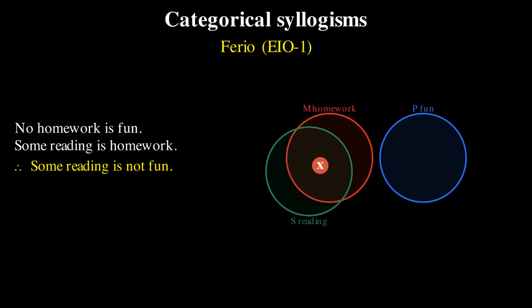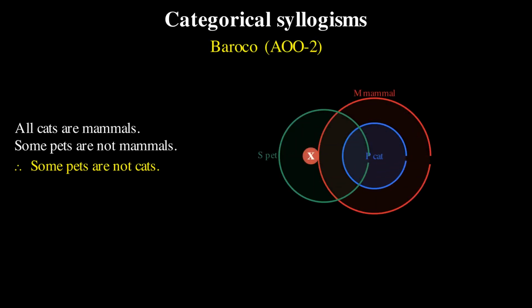Ferio. No homework is fun. Some reading is homework. Therefore, some reading is not fun. The X is in reading and homework, outside fun. Baroco. All cats are mammals. Some pets are not mammals. Therefore, some pets are not cats. The X outside mammals cannot be a cat.